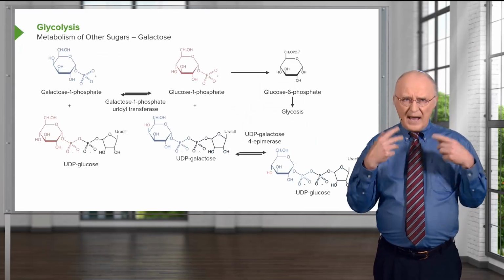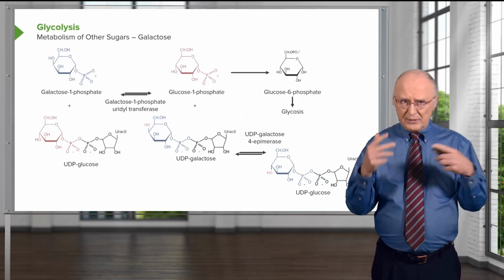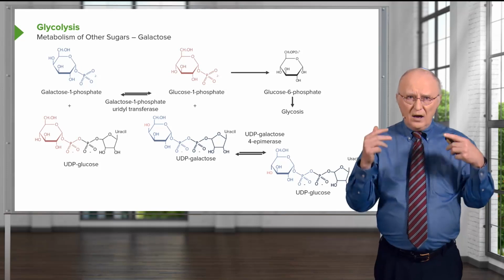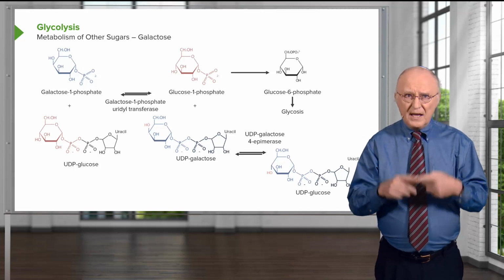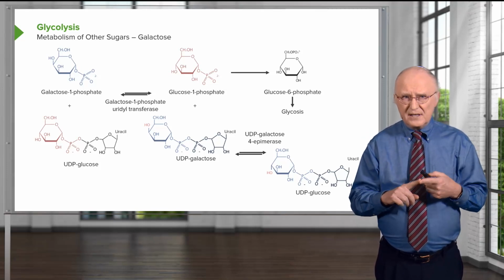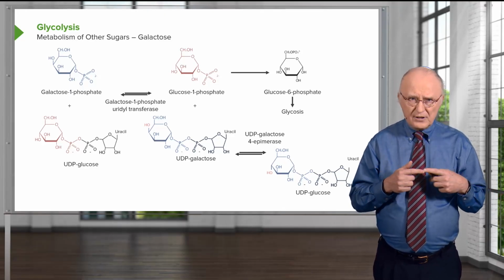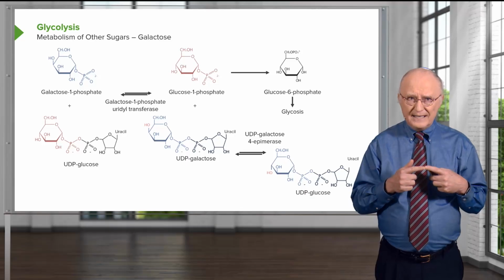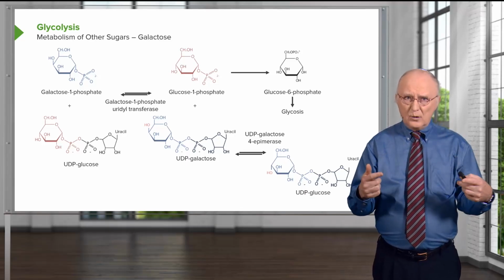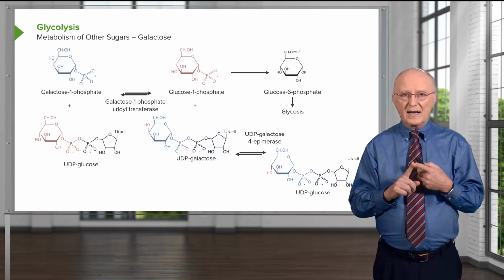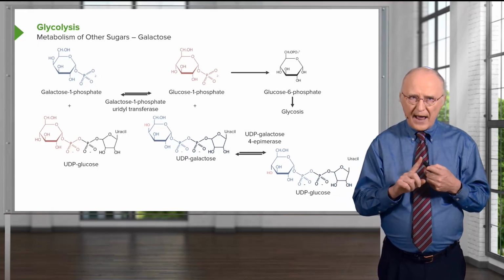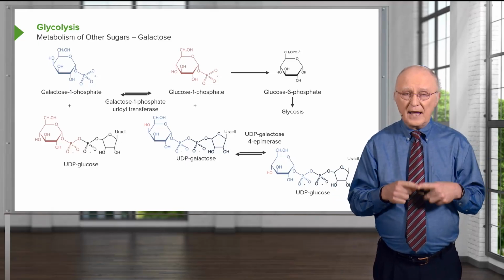Now, cells have a lot of different sugars that they get besides glucose, so it's important that we understand something about what they do. In this pathway, we see the metabolism of a sugar known as galactose. Now, we get galactose in our diet fairly regularly if we eat dairy products because galactose comes from lactose, which is known as milk sugar. So our cells have to be able to metabolize galactose.